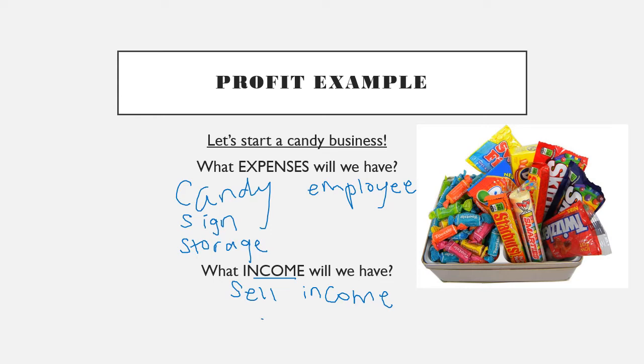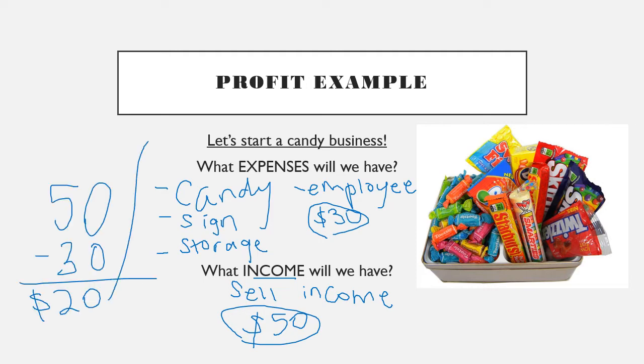Now, let's say I sell $50 worth of candy. Okay, that's awesome. But I have to pay for all this stuff too: candy, sign, my little storage container, my employee. Let's say all of that cost $30 total. So I didn't really get $50 because I already spent $30. So really, the money that I made would be the difference between that. The money I made, or the profit, would be $20.